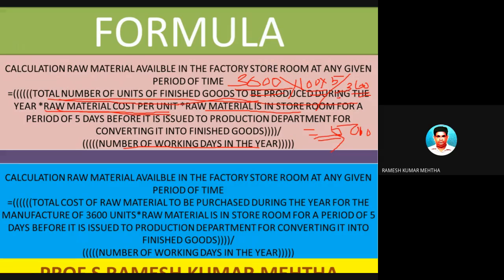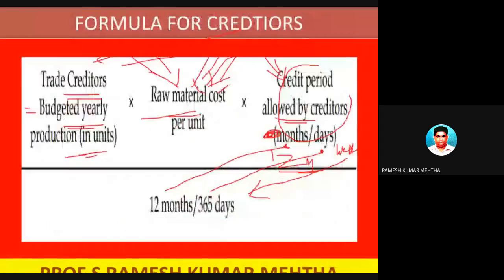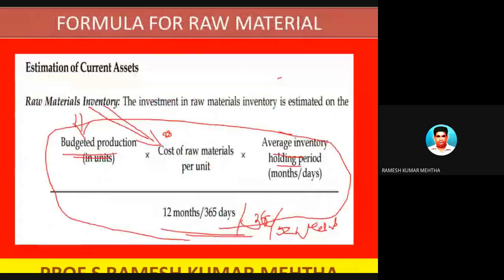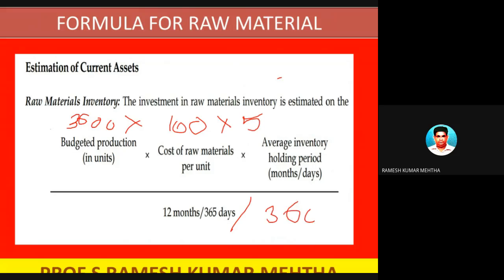So the formula which we thought of, if I want to show you the formula, look at this formula. This is the formula which I told at the very beginning. This is the formula which I am going to work upon. So now, budgeted units is equal to 3,600 units, into raw material cost per unit of 100 rupees, into how many days it will be there in the stock room? 5 days before it is issued to the production center, divided by 360 days. So if you work this out, it will be 5,000 rupees.